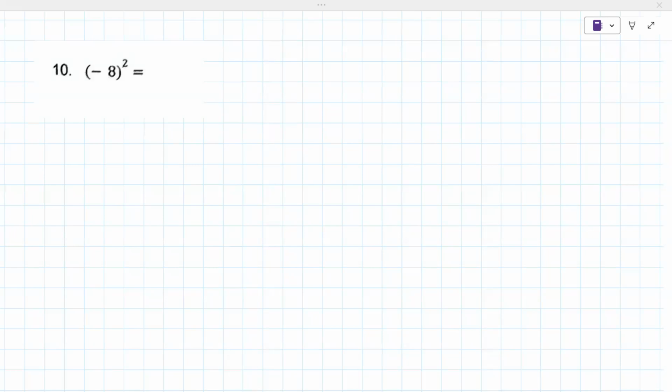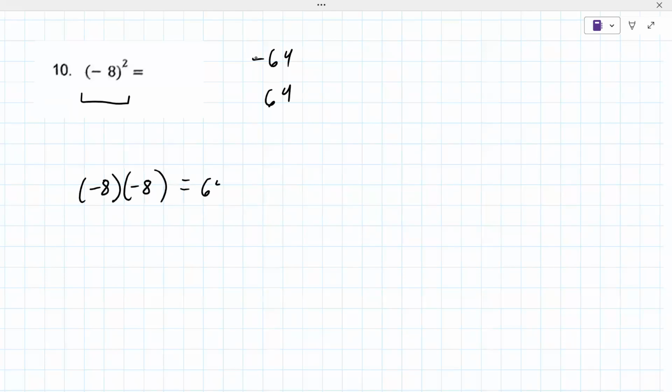Go ahead. Would it be -64? So the answer is, well, it's one or the other, right? Which one is it? So this really means -8 times -8. And what do you know about two negatives multiplied together? What's a negative times a negative? A negative? Positive. That's good.